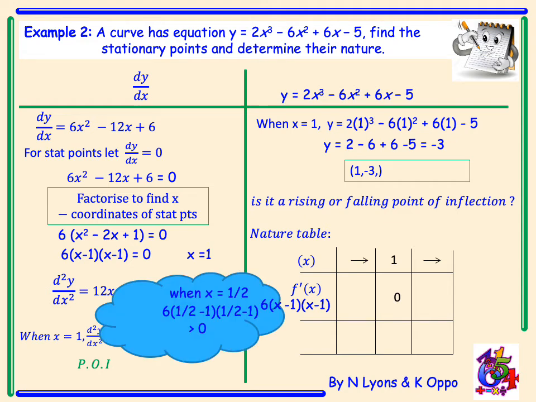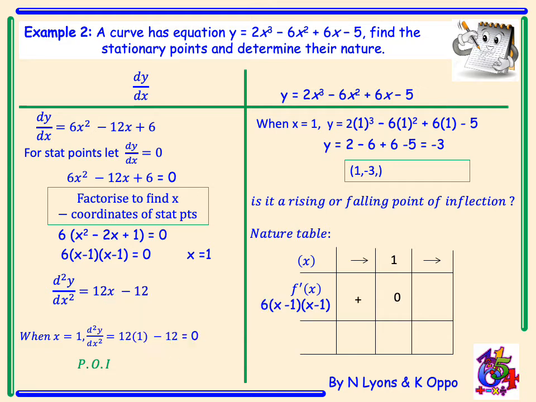So in this case, I'm going to look at when x equals a half. So when x equals a half, put it into the derivative. I've got 6 times (a half minus 1)(a half minus 1). Now a half minus 1 is minus a half. Times minus a half is plus a quarter. So I've got 6 times plus a quarter. Now I don't have to work that out. I just have to understand that that's a positive number. And I put a little plus sign in my grid.